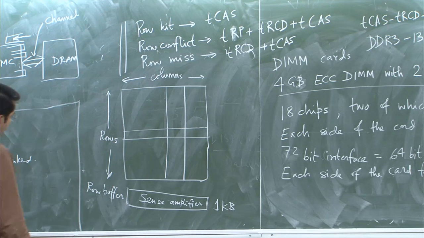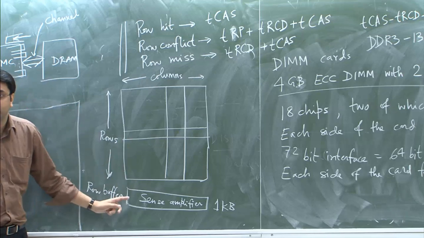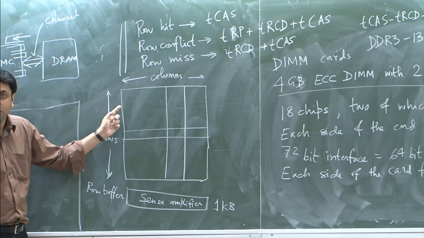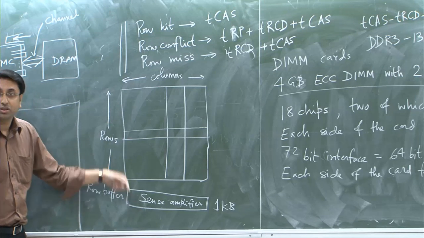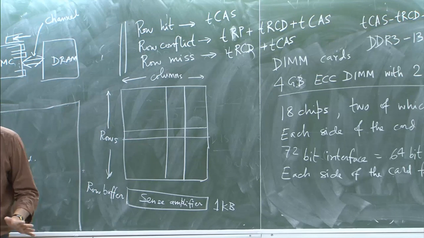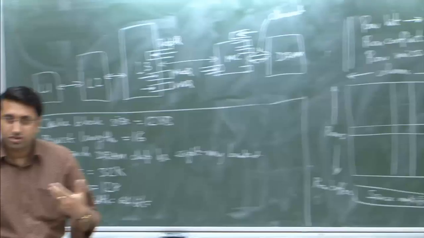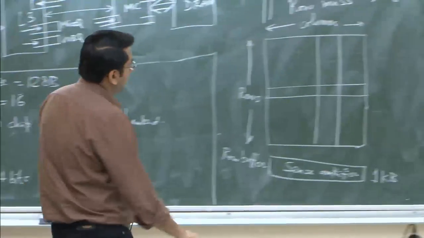During refreshing, you first close the row, whichever is open in this bank, and then read out each row at a time, one after another. Read out the row, write it back. That's all that refresh does. Nothing else. Just read one row at a time. That refreshes the contents of the row. So that's the refresh cycle.